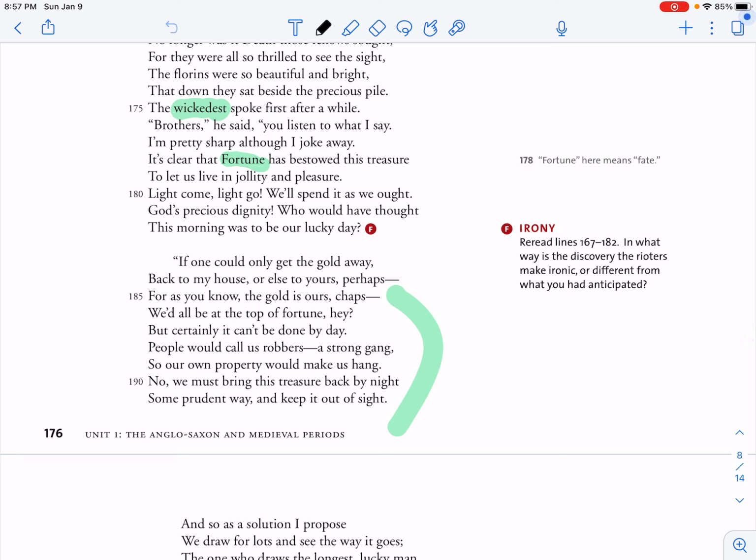"Brothers," he said, "you listen to what I say. I'm pretty sharp, although I joke away. It's clear that fortune has bestowed this treasure to let us live in jollity and pleasure. Light come, light go. We'll spend it as we ought. God's precious dignity. Who would have thought this morning was to be our lucky day?"